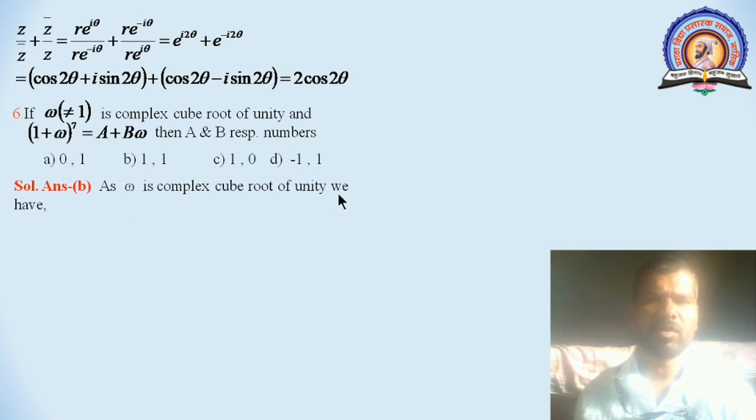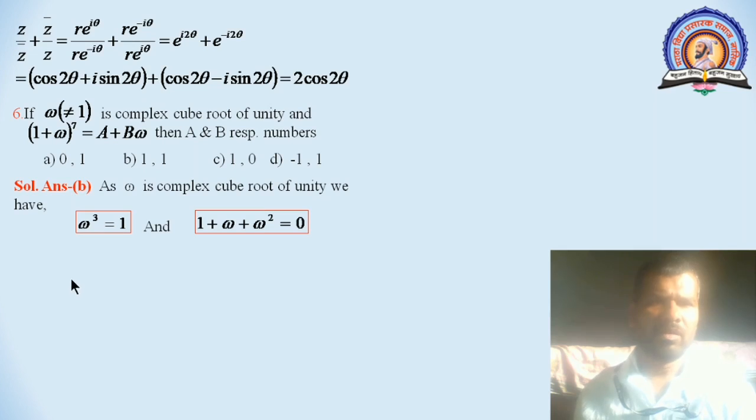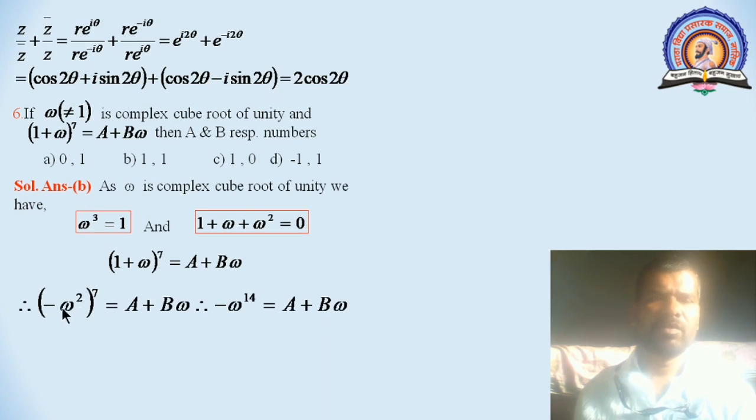As omega is a complex cube root of unity, as we saw in the previous lecture, we have omega cube is equal to 1 and 1 plus omega plus omega square is equal to 0. Therefore, we take (1 plus omega) raised to 7 is equal to a plus b omega. Now 1 plus omega can be written as minus omega square. So (minus omega square) raised to 7. As we know, a negative number's odd power is negative. Therefore, it is minus omega raised to 14.